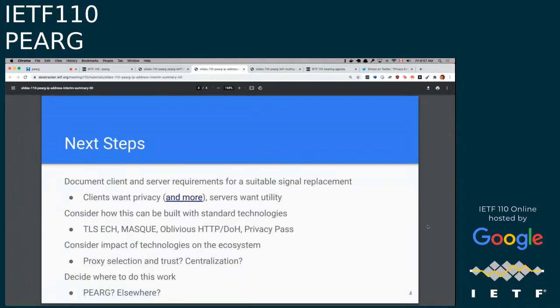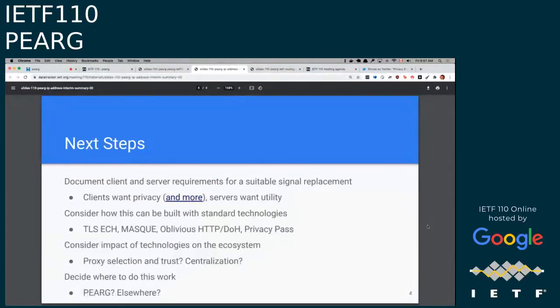And once we have an understanding of what is actually necessary for this particular signal, then maybe look at how existing technologies that are being standardized either help or don't help, and what is the gap between what we have available to us and what needs to be done in order to build it. In doing so, it might be worth also considering the larger impact of this shift on the ecosystem in general.